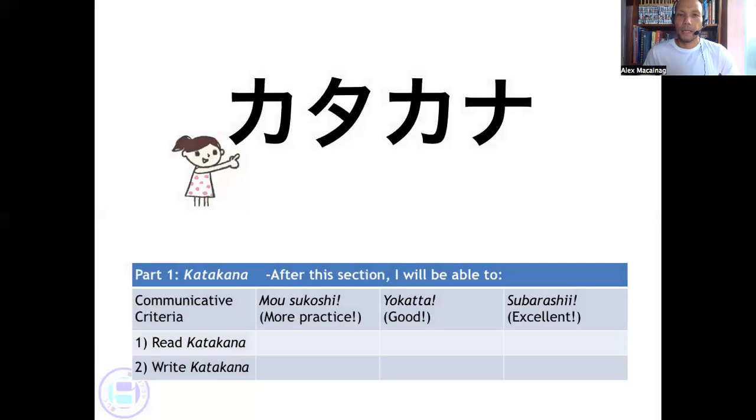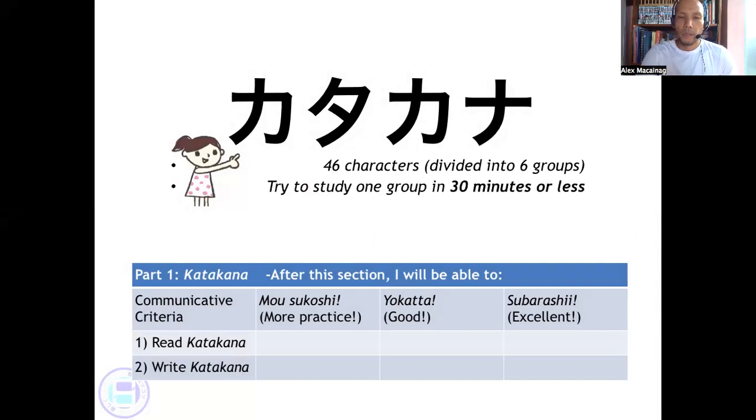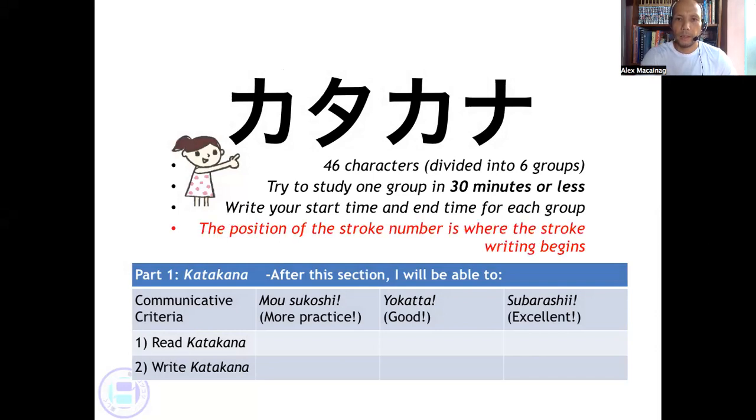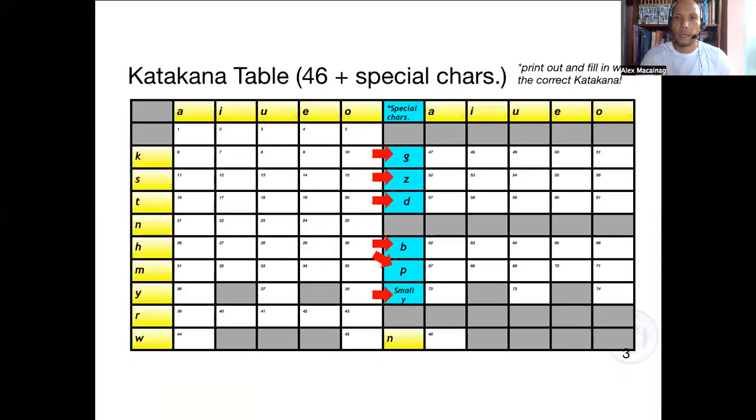Okay, katakana. Same as hiragana, there are 46 characters, and same as our hiragana sessions, we will divide this into 6 groups. Same, 30 minutes or less for each group. Please write your start time and end time in your notebook when you study. Okay, so let's start with group 1.